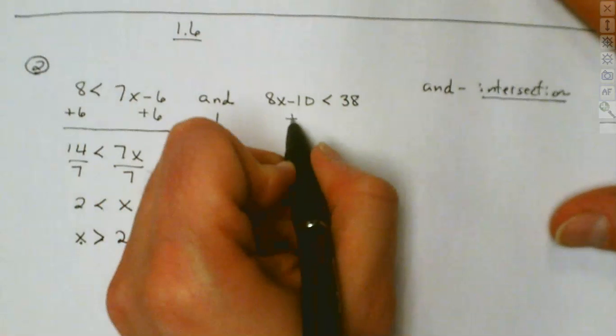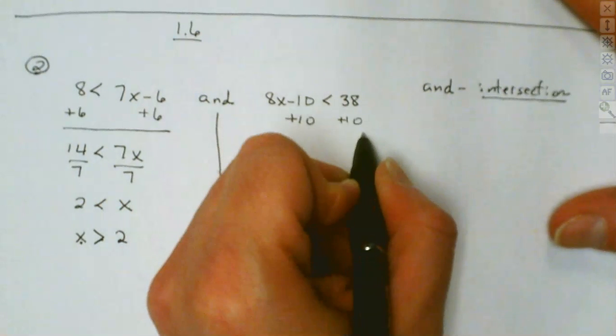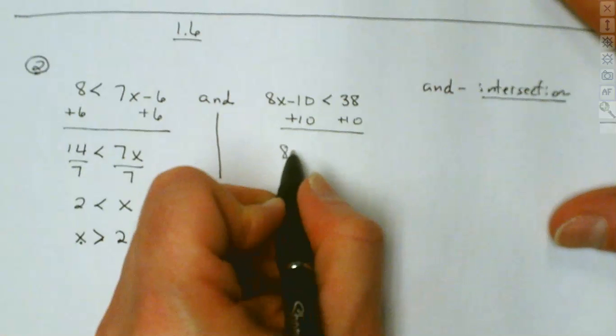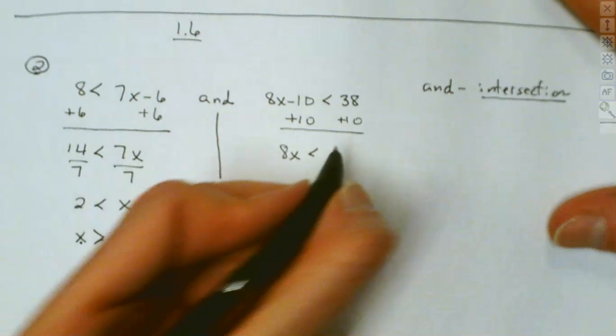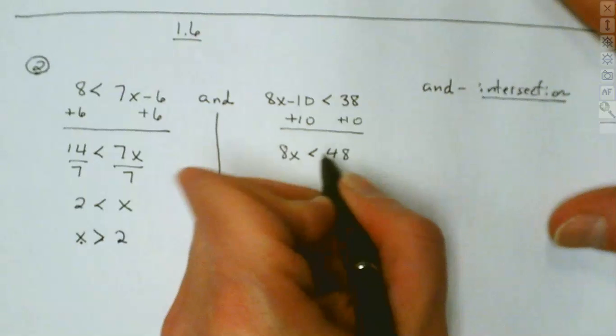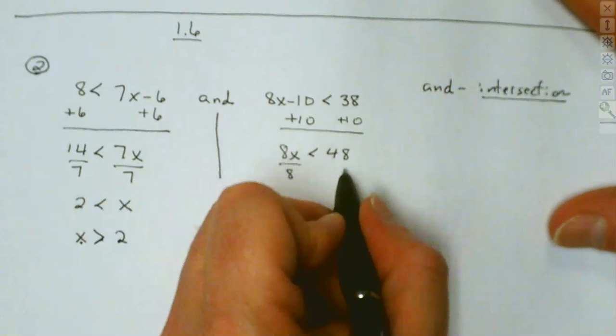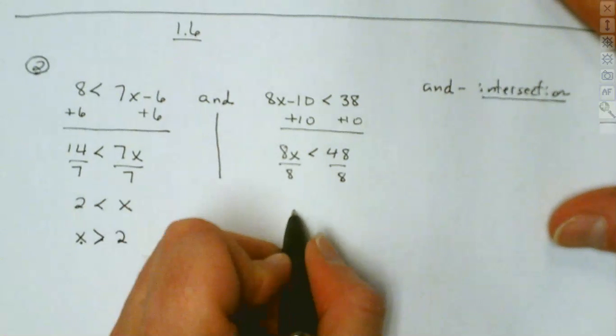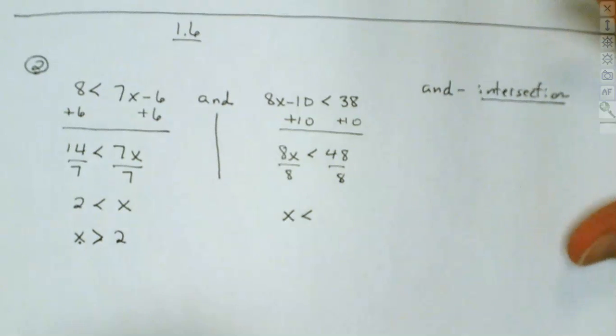On the other one, we're going to add our 10. And then we've got 8x is now less than 48. We'll divide by our 8. We're not going to switch our inequality sign. It's going to stay the same. And 48 divided by 8 is 6 there.